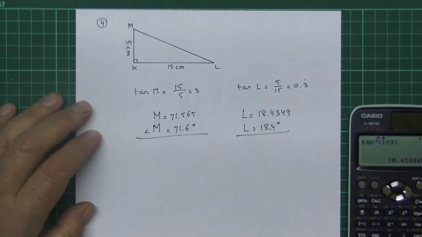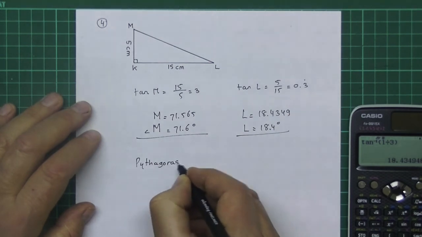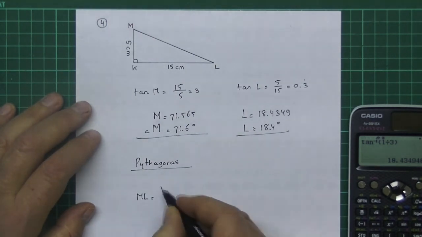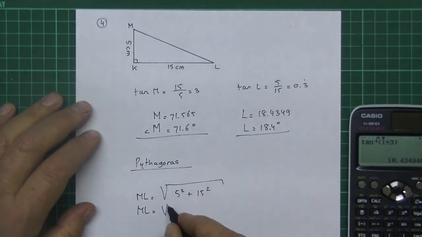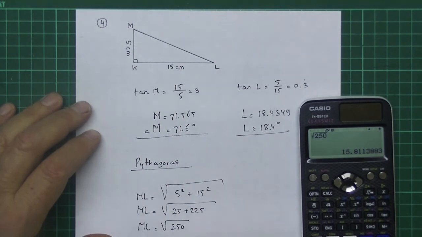And then, well, there's one more side, and I can use sine or cosine, or in this case, I could use Pythagoras. So Pythagoras, unless the question specifies that I have to use trig, I would use Pythagoras. Okay, so ML is the square root of 5 squared plus 15 squared. So ML is the root of 25 plus 225. So ML is the root of 250, and the root of 250 equals 5 square root of 10. So that's actually ML is approximately 15.8 centimeters. All right, that is question number 4.